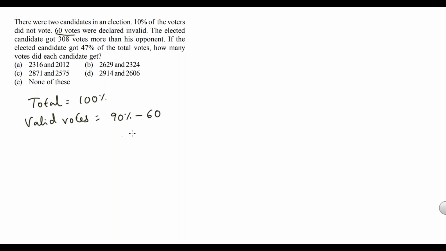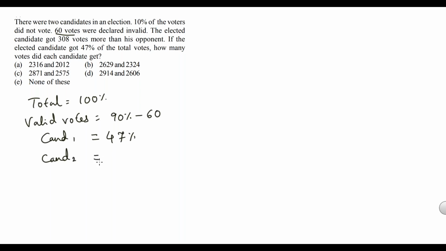See, it is not 90% minus 60%. It is 90% of the total votes minus 60 votes. Clear with this? So total valid votes are only 90% of the total votes minus 60. Now, out of this, one candidate has got how much? 47% of the vote. One candidate has got 47% of the vote. Let's say candidate 1.